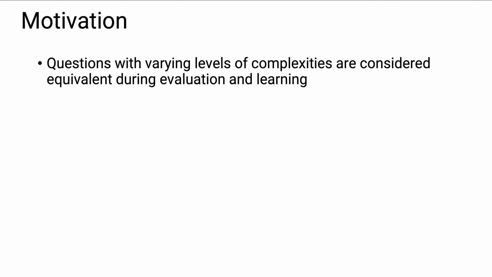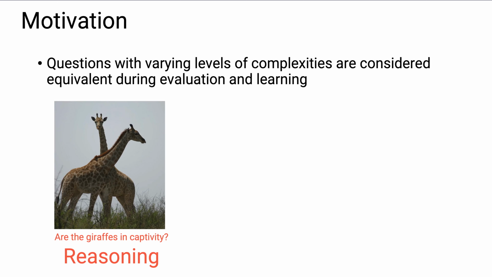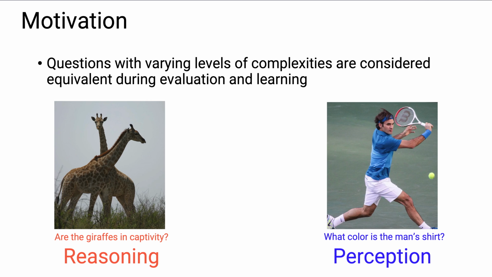To study this problem, we start by distinguishing between perception and reasoning questions. Reasoning questions are more complex. Answering them requires aggregating perception with common sense understanding about the world. Perception questions, however, are simple, of the form, what color is the man's shirt?